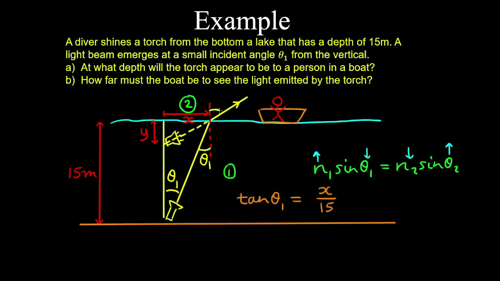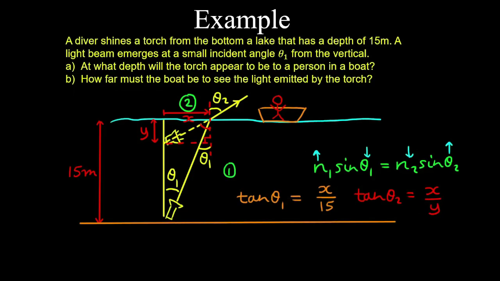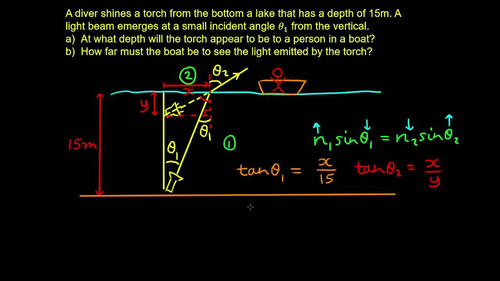So given this is the refracted angle, by geometry this angle is equal to this one. So therefore tan theta 2 is equal to x, which is the length of this edge of our right triangle, over the adjacent edge. So if we divide these two expressions, we get tan theta 1 on tan theta 2 is equal to y on 15.